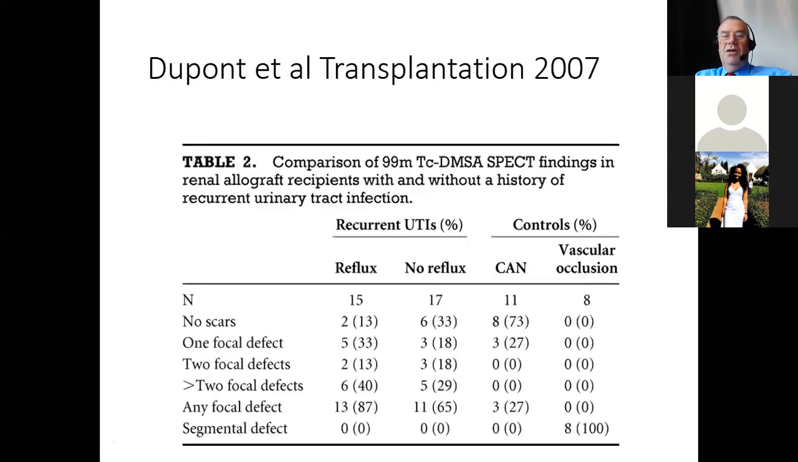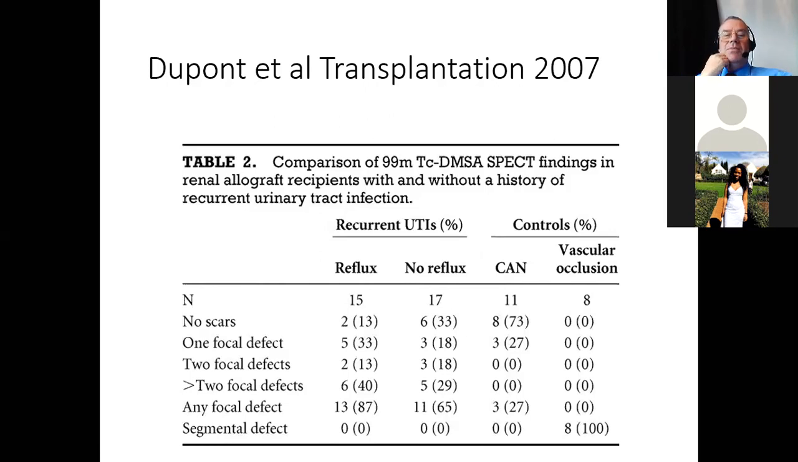So the last thing I'm going to talk about in transplants is DMSAs. These may be useful to look for scars. So normally we would say with an adult, we don't do DMSA for scarring, but transplants are different because they have a short ureter, and also because they're on immunosuppressive drugs, they can have infections.